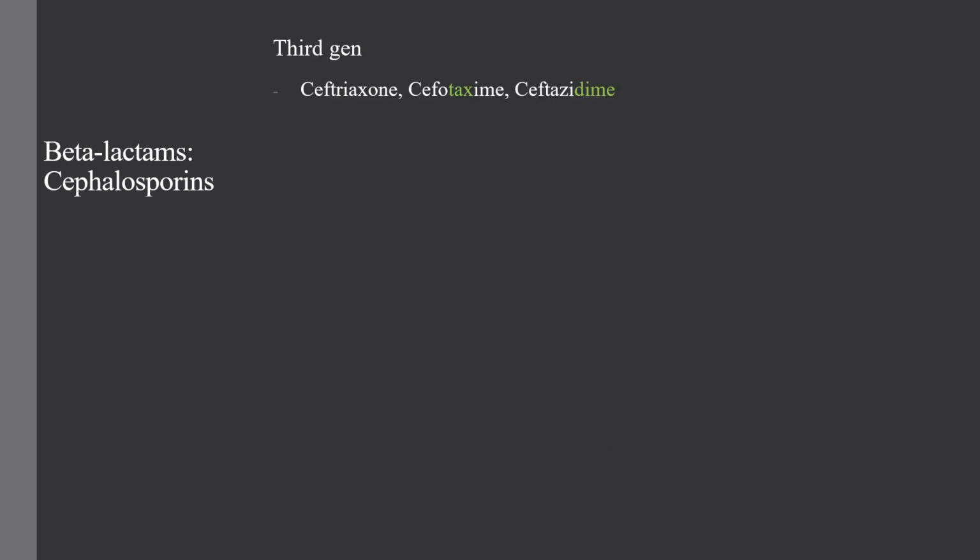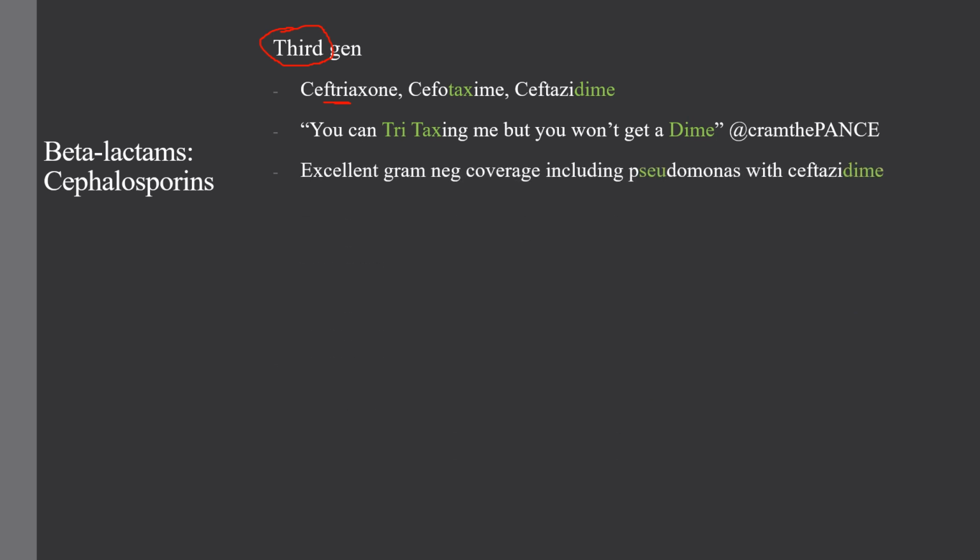Next is your third gens, which is your ceftriaxone, cefotaxime, and cefixime. So this one, shout out to Cram the Pants again for giving this mnemonic: you can try taxing me, but you won't get a dime. Try right over here is also kind of to make you remember that it is the third gens. So, you can try taxing me, but you won't get a dime. That's a way to remember the third gens.